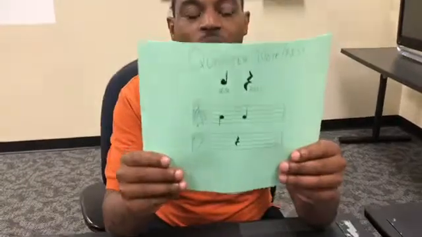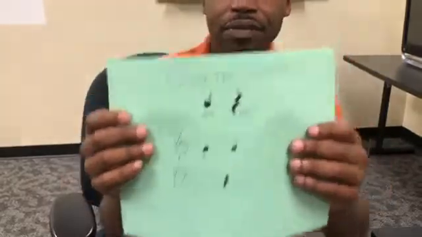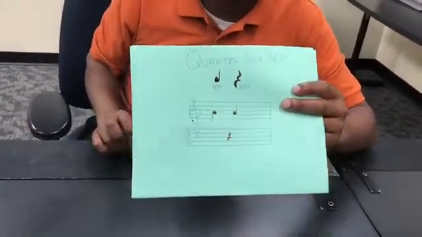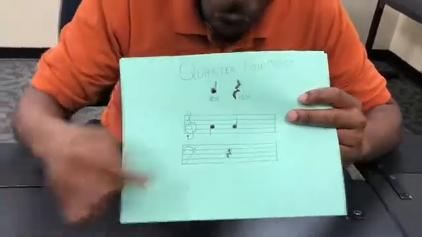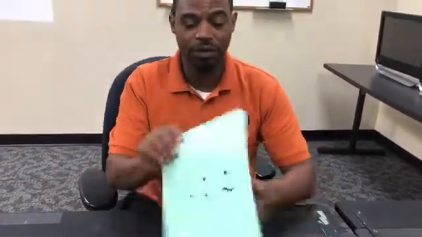And the quarter note slash rest, which means 1 beat, all right? Now, we have a colored in circle. We have a stem. Your stem can be pointed upwards or downwards. No matter. If you see that colored in circle, it's a quarter note, meaning 1 beat. 1, 2, 3, 4. Okay?